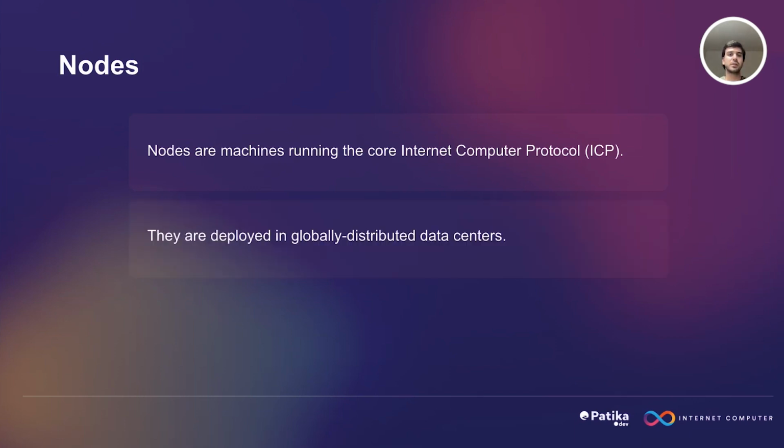Nodes are deployed in globally distributed data centers. The nodes we just talked about aren't all gathered together in one physical location. Instead, they are spread out across multiple data centers around the world. This is what we mean by globally distributed. These data centers can be thought of as a large warehouse filled with servers located in various countries and regions. By distributing the nodes in this way, the Internet Computer can provide a number of benefits. For instance, it enhances the resilience of the network because a problem at one data center won't take down the entire network.